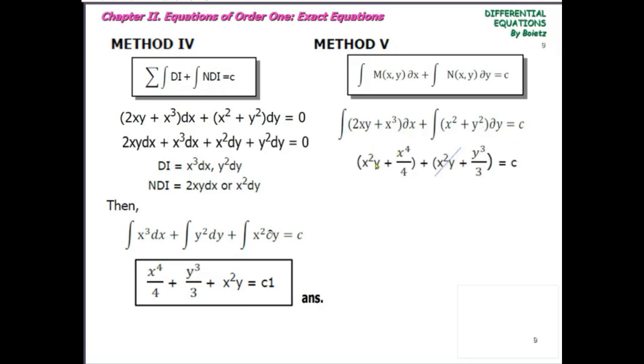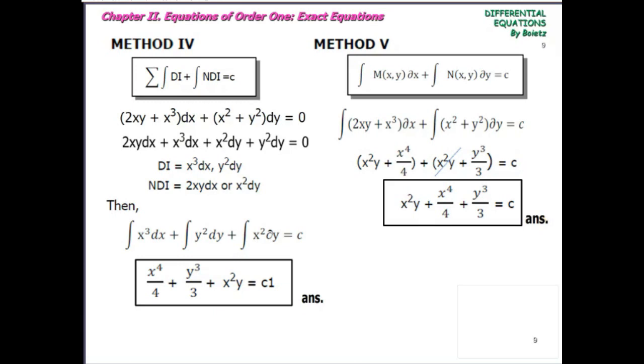Napansin nyo, may magkakaparehas dito. Yan. Yun, parehas na yung dalawa na yan. I-cancelin mo lang yung isa. Hindi parehas sila. Isa lang. Then, yung matitira na lang is x squared y plus x to the fourth over 4 plus y cubed over 3 equals the constant. Okay? So, yun lang. Style lang ng mga Pinoy. Kinancel lang siya. Okay, then, yun na kagad yung sagot.